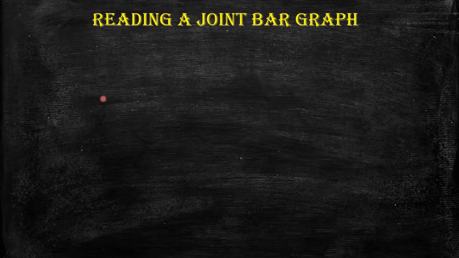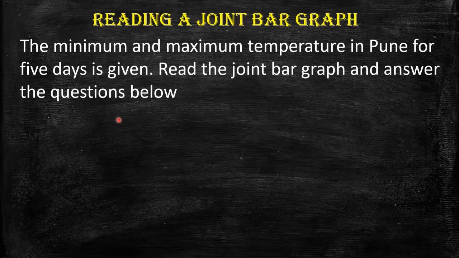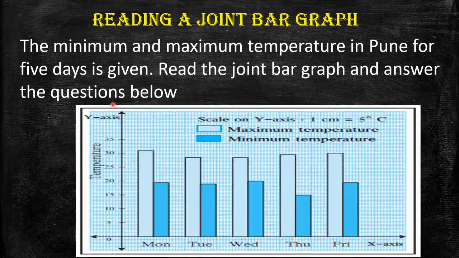Now, reading a joint bar graph. The minimum and maximum temperature in Pune for 5 days is given. Read the joint bar graph and answer the following questions below. So here you can see the joint bar graph. On the y-axis you can see temperature, with a scale of 1 centimeter equal to 5 degrees Celsius, and on the x-axis you can see days of the week.